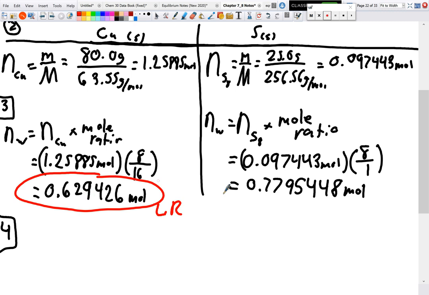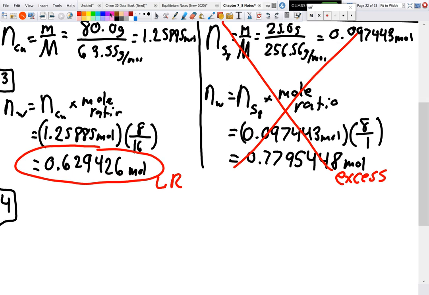So this number we're going to use, which means that we can scratch out this work right here, and this is the excess, because we're not going to need it. So use the number that is lowest to complete our question.